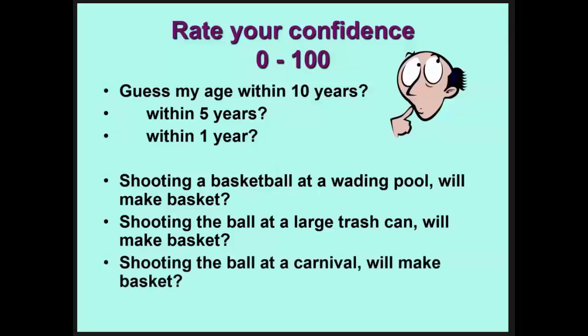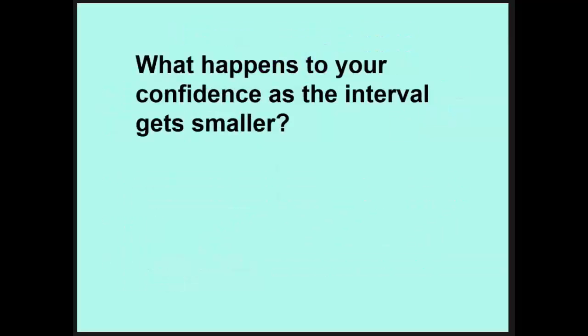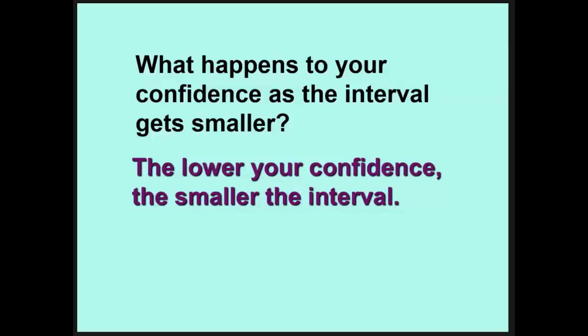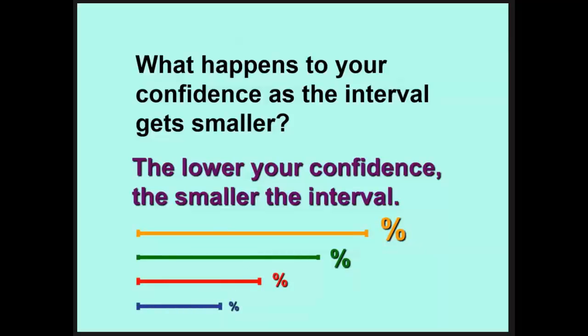And then the last level, suppose we're at a carnival and you're at one of those games, you're trying to shoot a basket in the carnival hoop. Do you feel like your confidence gets smaller or larger? Okay, so hopefully you got the sense that when the interval got smaller, your confidence sort of decreased as well. So the statement being, the lower your confidence, the smaller the interval. So when we have a larger confidence window, that means the interval that we're able to estimate is larger itself. Larger target, larger percent, I believe that we can hit the target.